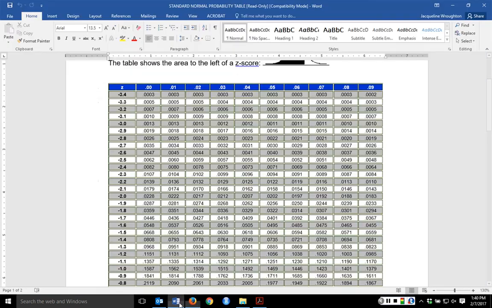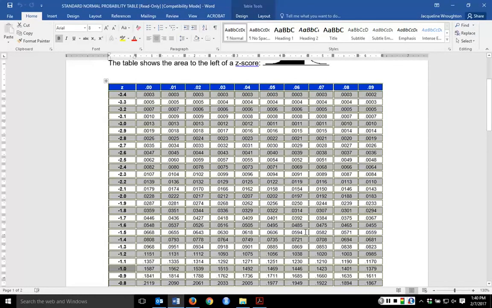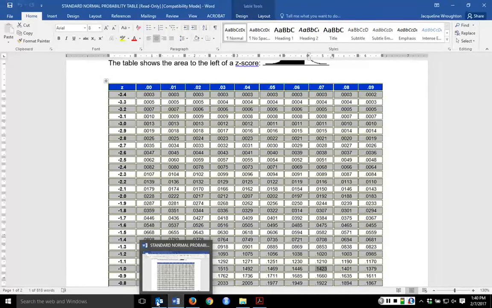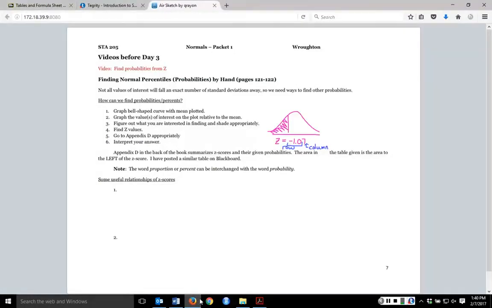So I look at that on my table. I go to the negative 1.0 row, which is right here. And then I go over to the 0.07 column and see where those line up, and I find this 0.1423. Now what that number is actually telling me is that this shaded area here is 0.1423. Or if you prefer to think percentages, there's 14.23% to the left of that number.